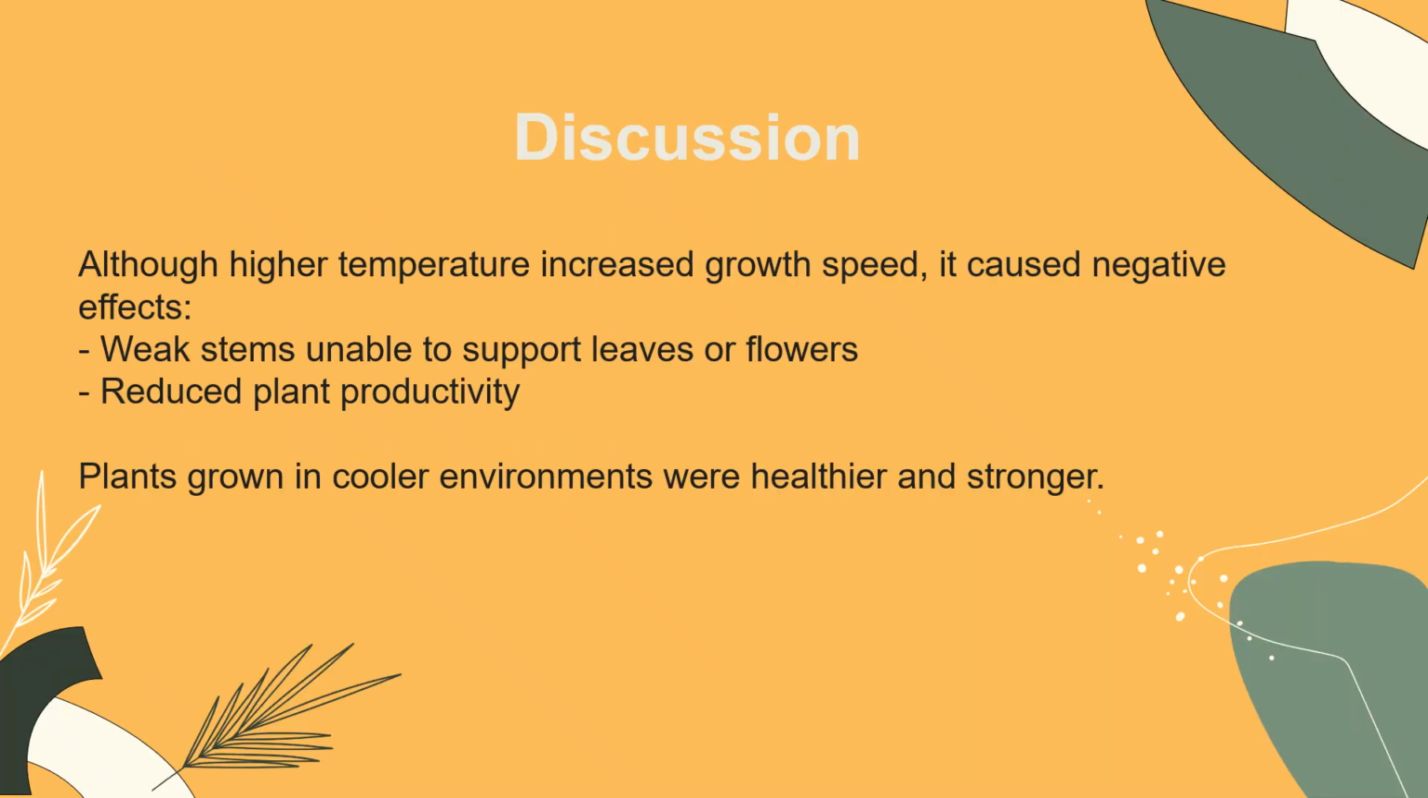Although higher temperature increased growth speed, it caused negative effects such as weak stems and reduced productivity. Plants grown in cooler conditions were healthier and better structured.